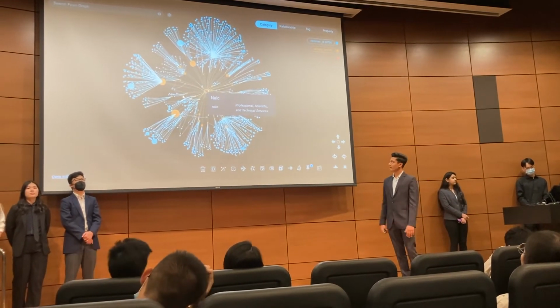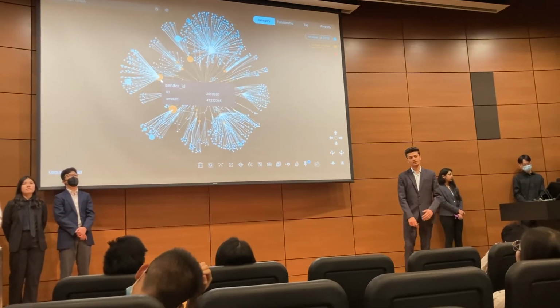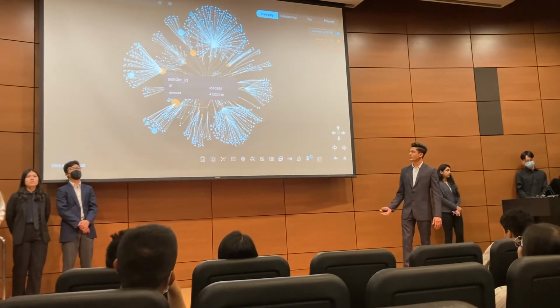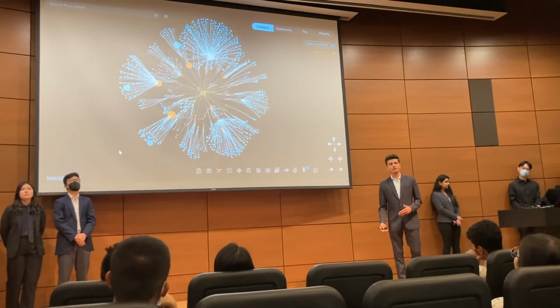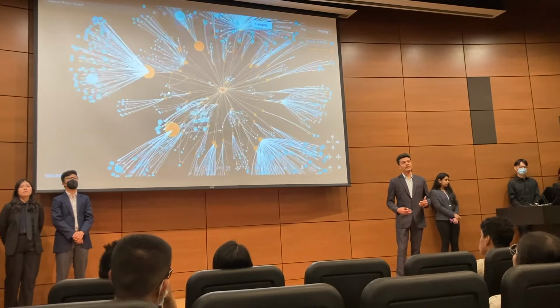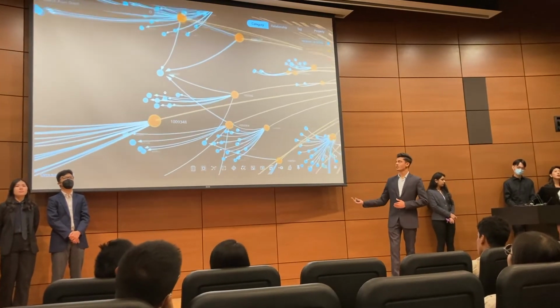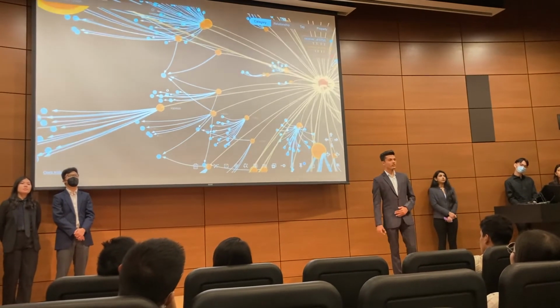So this particular graph was for the professional, scientific and technical services, and the vendors and the receivers have particular fields present inside them. For this particular industry, we even observed a many-vendor to a particular customer relationship, which was very unique in this industry.